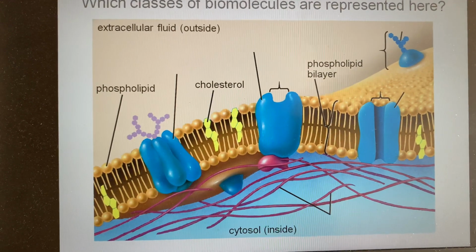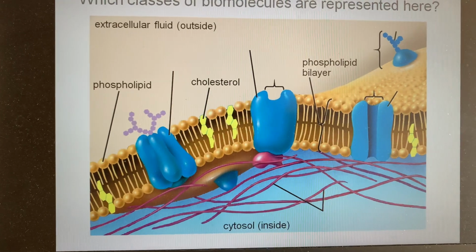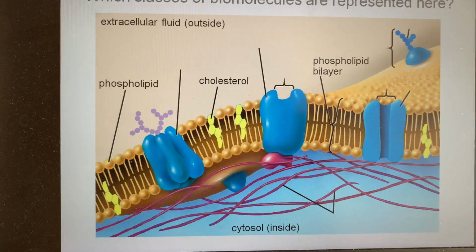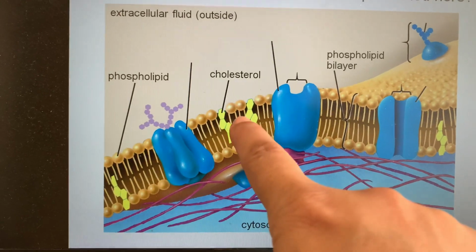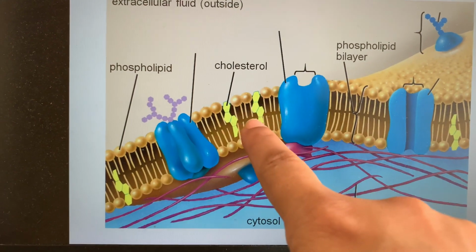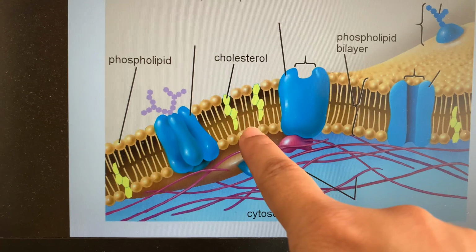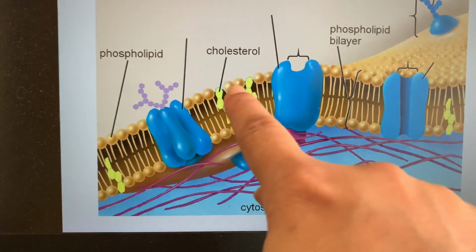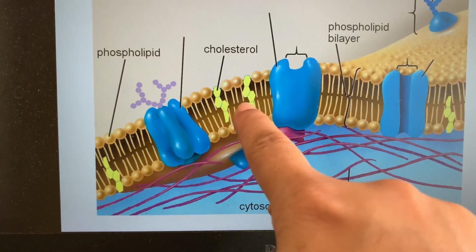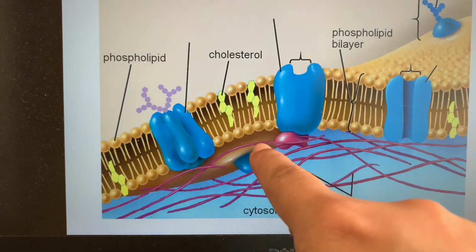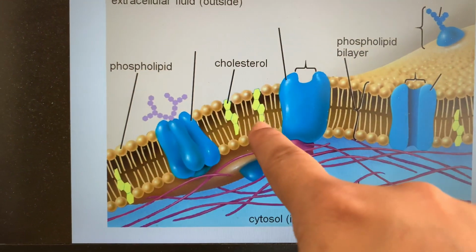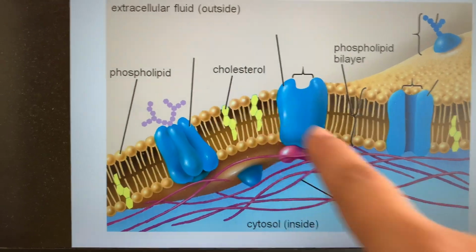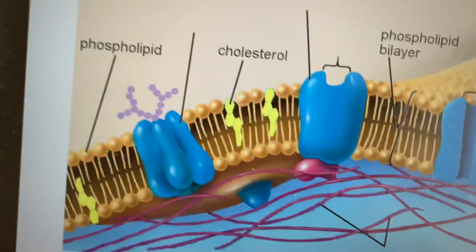These are the cholesterol molecules. Cholesterol is hydrophobic. That's why it is embedded in between the hydrophobic carbon chains of the lipids. Cholesterol is not facing water outside or inside. It's embedded inside the hydrophobic ends of the lipids, the fatty acid tails.